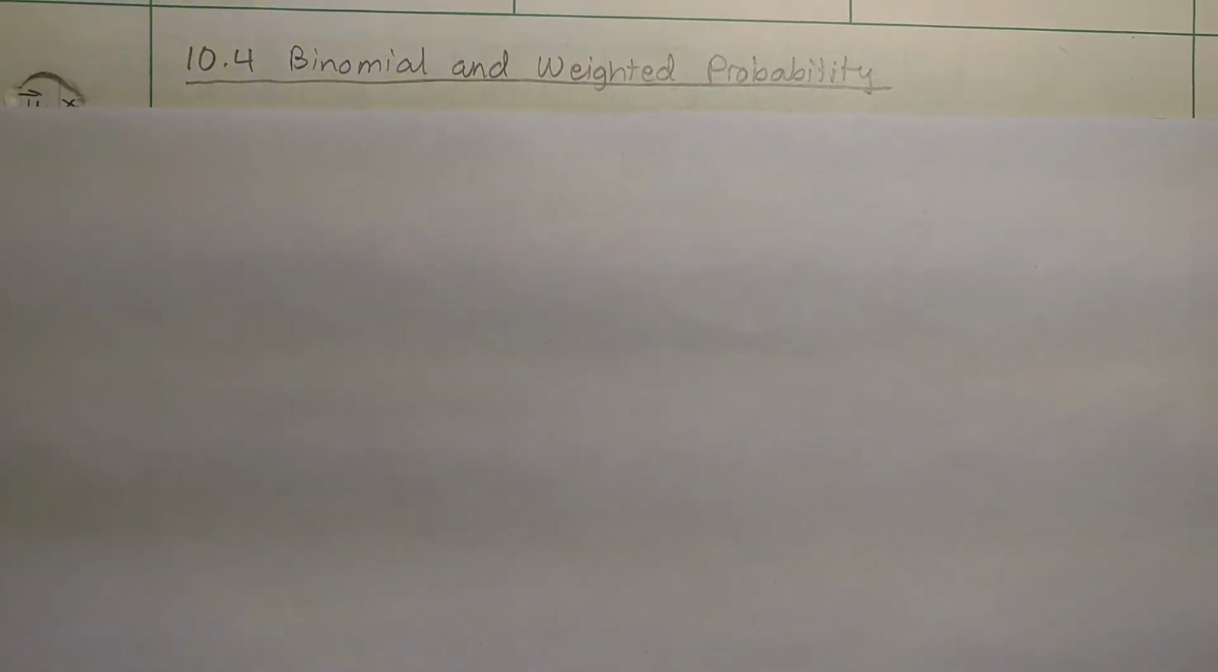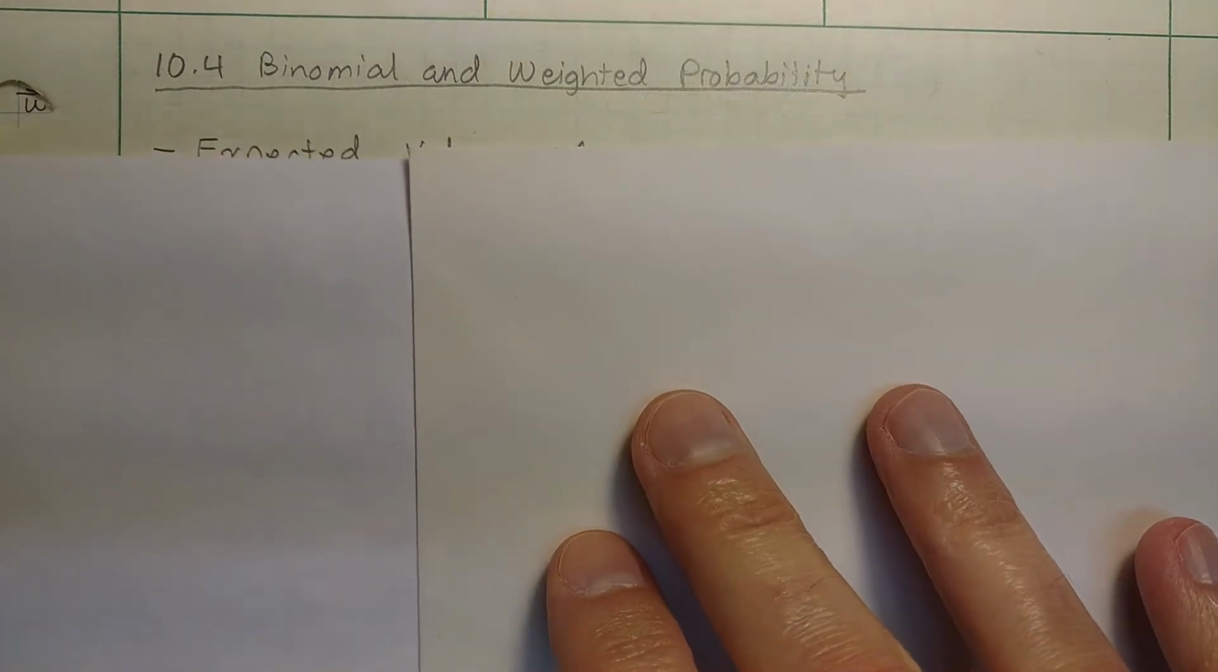So we are going to be looking at 10.4. We are going to look at binomial and weighted probability. So looking at a couple different types of probability situations. One of them is, I think, binomial probability is very useful. Weighted probability also has a lot of uses too. So these are important topics here, but it will only take us one day to go through this section, so let's take a look at them.